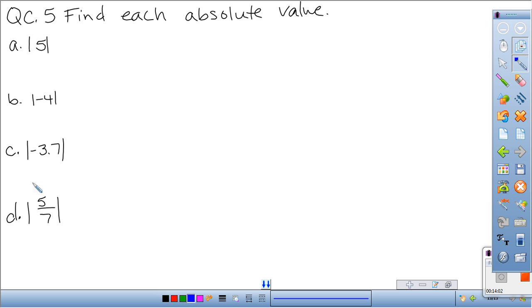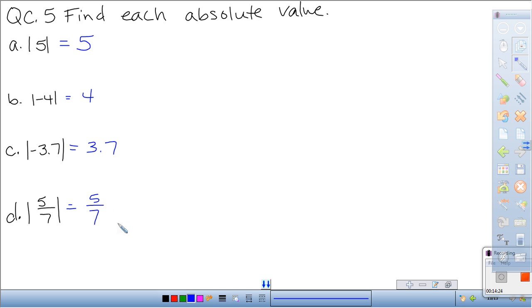Okay, let's look at a few more and then we'll be done with 1.3. The absolute value of 5. Well, 5 is 5 away from 0. The absolute value of -4. -4 is 4 spaces away from 0. The absolute value of -3 and 7/10, it's 3 and 7/10 away from 0. And finally, the absolute value of 5/7 is 5/7 away from 0. See how easy that is? And now you can do it on your own.